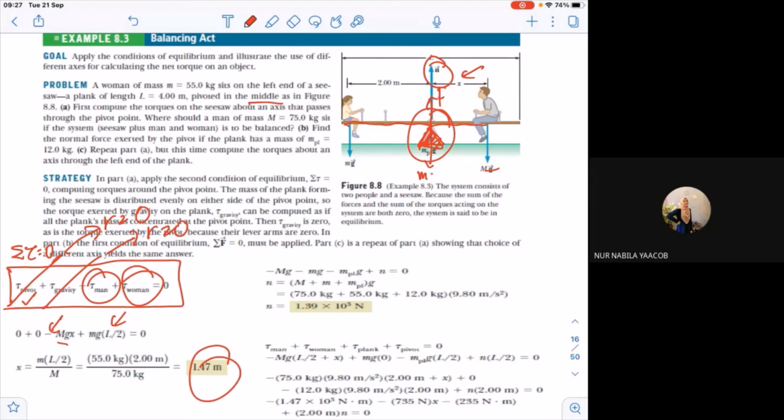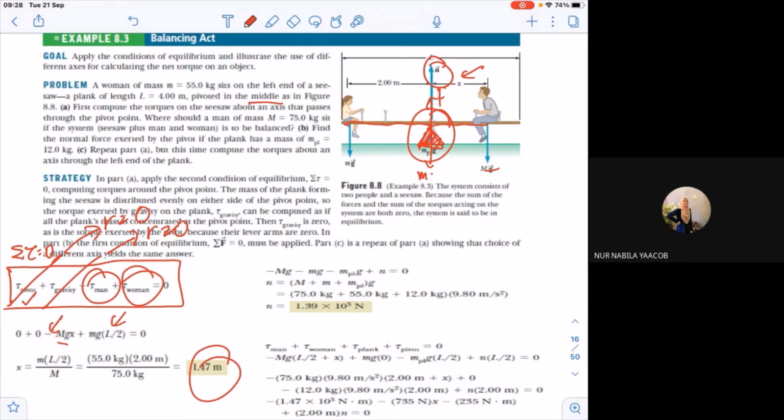The mass of the plank is 12 kilograms. So when there is some mass, that means we can calculate its force, because m times the gravitational acceleration gives you the force. Okay, so now we have mg.